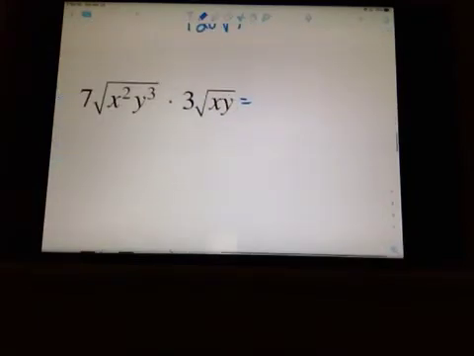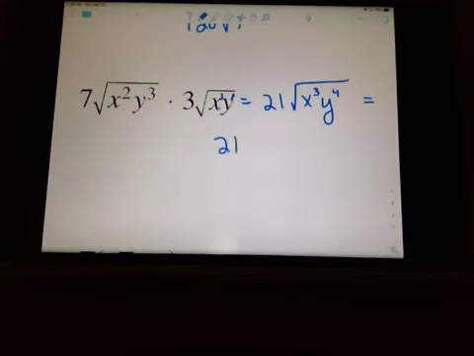I multiply and I get 21 on the outside, the 7 times 3. On the inside I get x to the 2 plus 1 is 3, and then y to the 3 plus 1 is 4. So I have 21. And then use your divide by rule for your exponents.